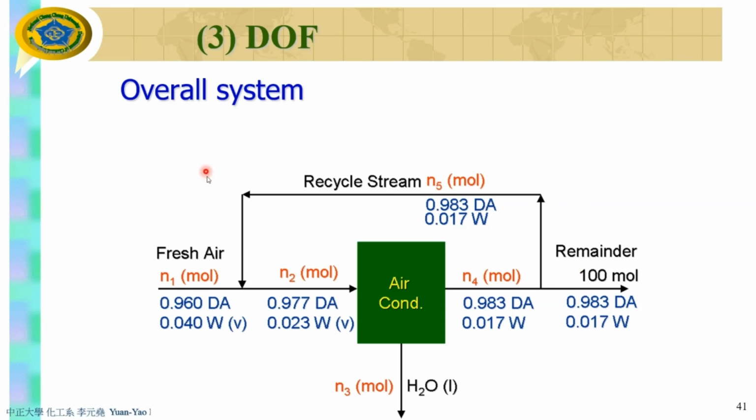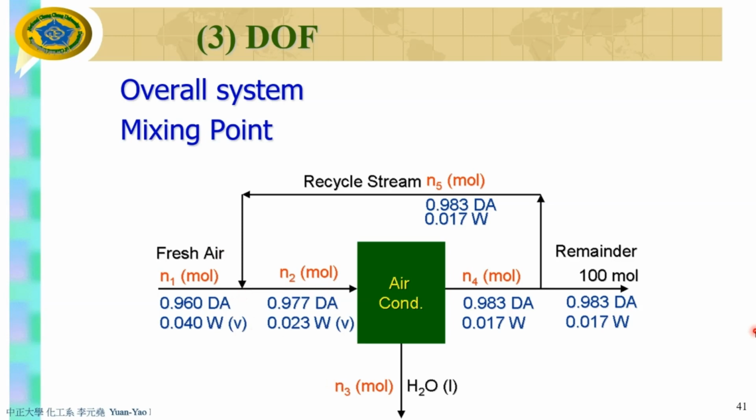1 input and 2 outputs, right? How many unknowns here? There are 2 unknowns, right? So overall system, we have the mixing point here. Can we solve the problem here now? N1 and N3? Yes, we can, right?